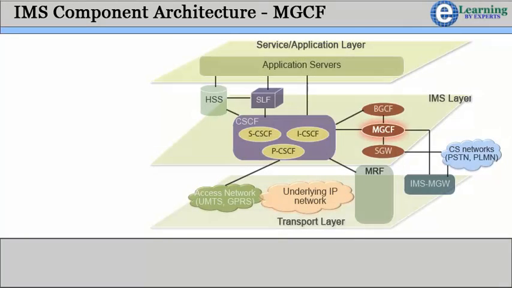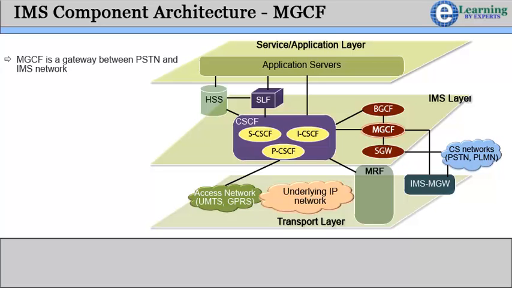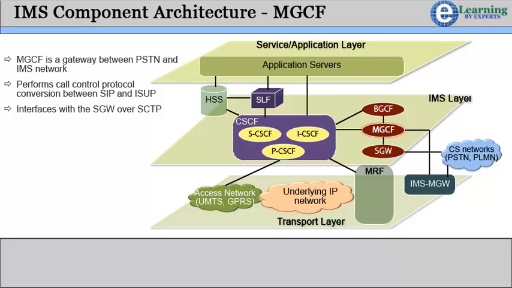A Media Gateway Controller function, MGCF, is a gateway between PSTN and IMS network. It is a SIP endpoint that does call control protocol conversion between SIP and ISUP and interfaces with the SGW over SCTP. It also controls the resources in a media gateway, MGW, across the H.248 interface. It communicates with CSCF and selects the CSCF depending on the routing number for incoming calls from legacy networks.